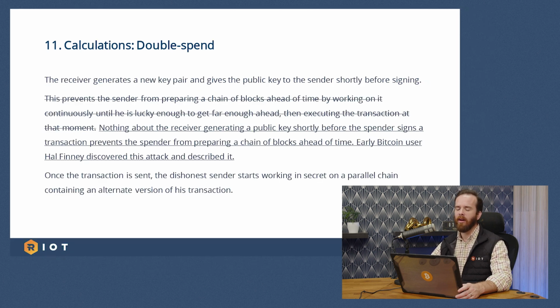Okay, so the receiver generates a new address and gives the address to the sender. Now, there's a part here about doing it quickly, shortly before signing. Turns out that was wrong. Hal Finney explained why Satoshi is wrong on this, and this is called the Finney attack. In any case, I'll gloss over it. Once the transaction is sent, the dishonest sender starts working in secret on a parallel chain containing an alternate version of his transaction, right? So this is the double spend transaction that's going to be on the secret fork, that is hopefully going to, for the attacker, be the winning side of the fork.